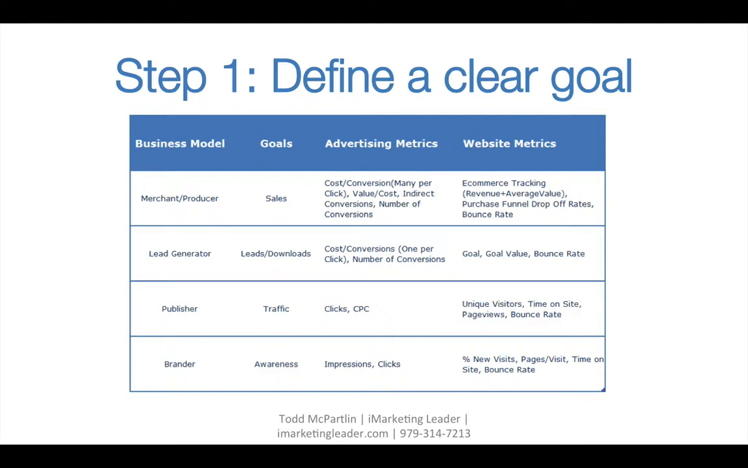Some of the website metrics you might look at if you were a brander: the percent of new visits, pages per visit, time on the site, and again, bounce rate. So you can see bounce rate is on all of these because Google looks at that for ranking purposes and for just overall how relevant you are for that particular keyword.